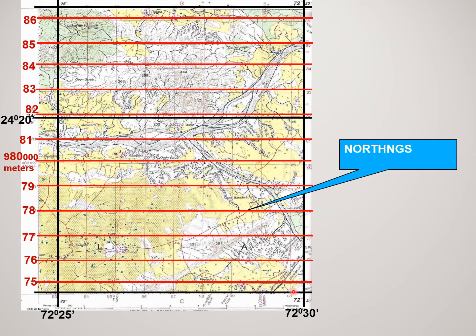Northings are horizontal lines. They are very similar to the latitudes, but their values go on increasing from south towards the north. Like in this instance, it is 75, 76, 77, and so on. It will go on increasing. So these are referred to as the northings.